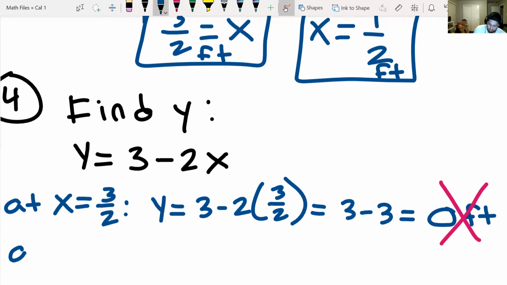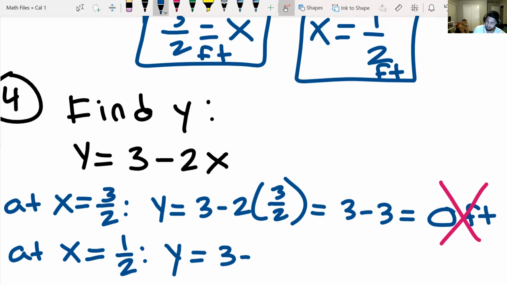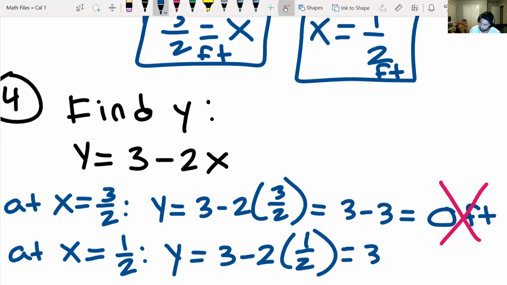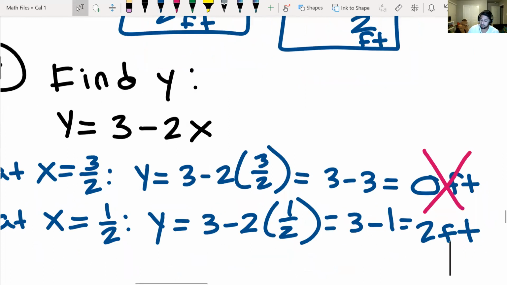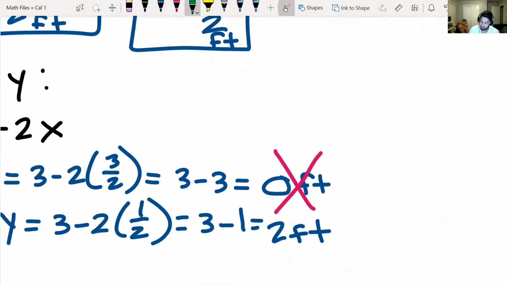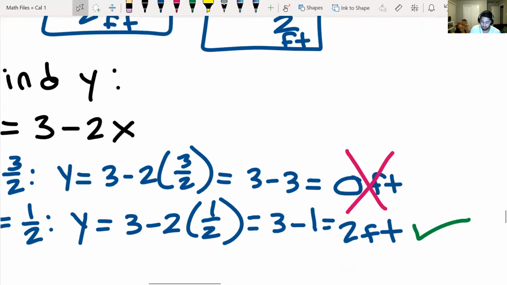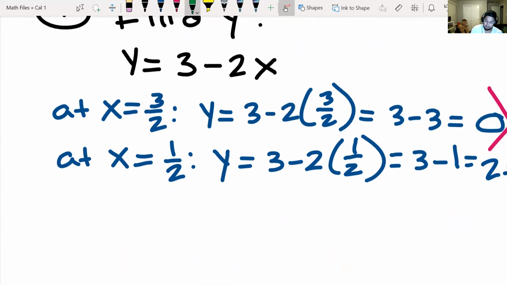Now, let's try it at 1/2. y equals 3 minus 2 times 1/2 gives me 3 minus 1, which gives me 2 feet. Can we use this? Yes. So this means that if we're going to optimize the volume of this box, y must be 2 feet.